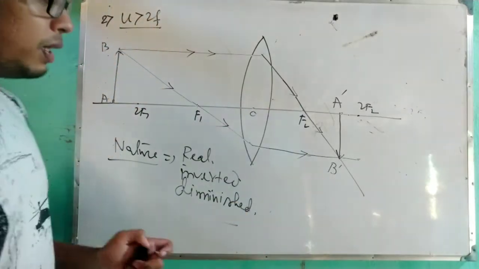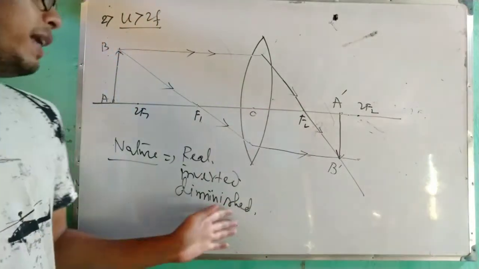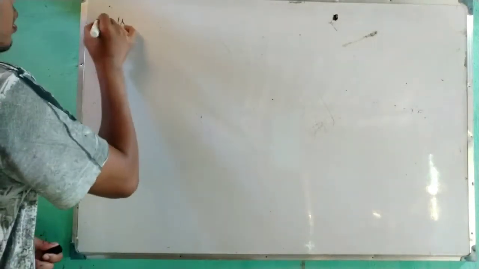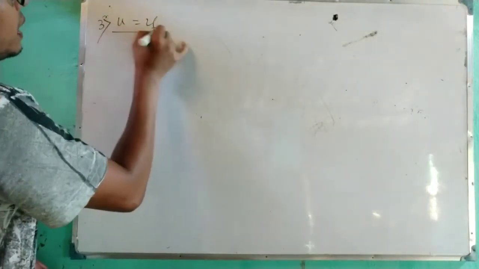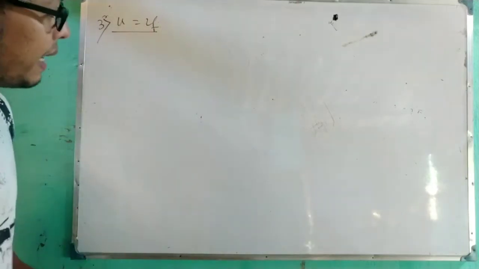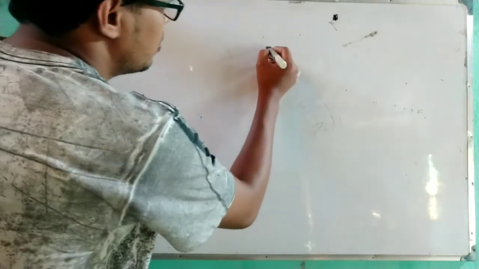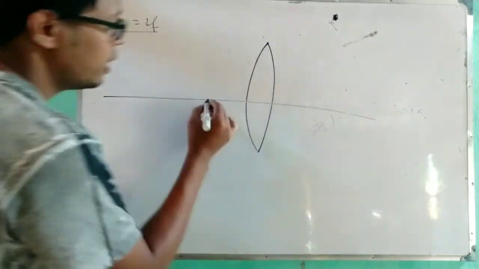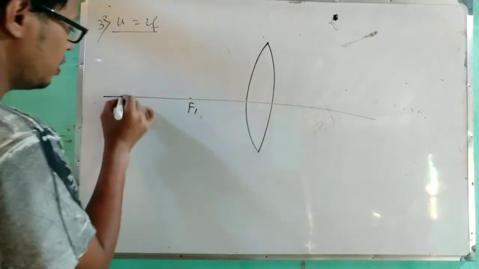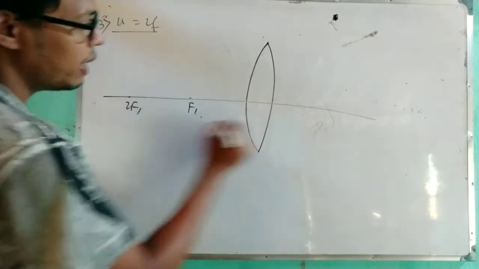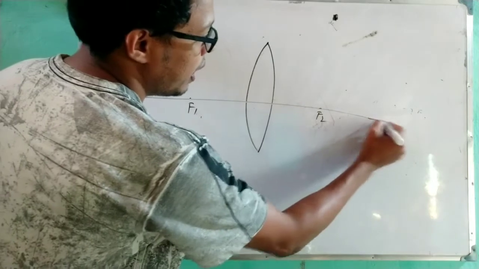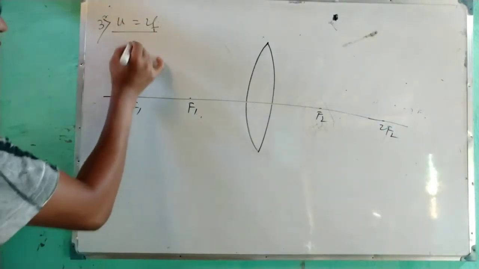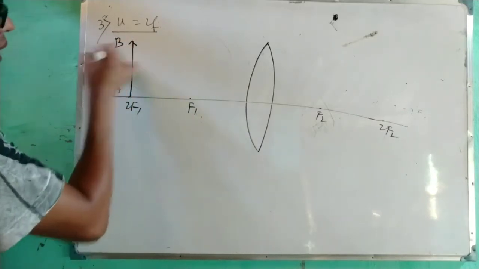These are the three natures, or you can write it will form in between F2 and twice F2 also. Number 3, when u equals twice f, means when the object is placed at the center of curvature, means at twice F1. Look, here this is F1, so twice F1 I am giving, this is F2, and here twice F2 I am giving.